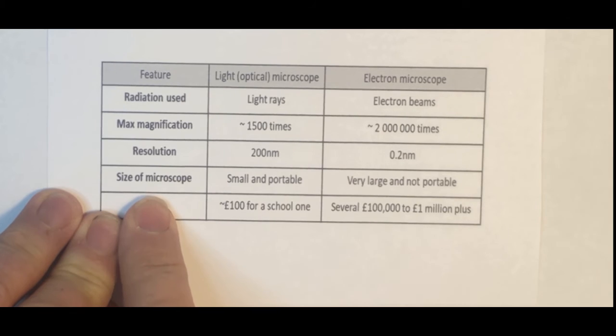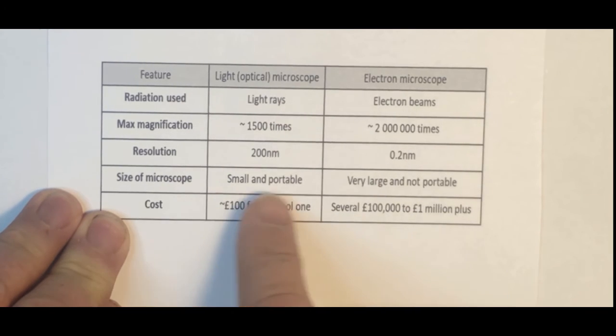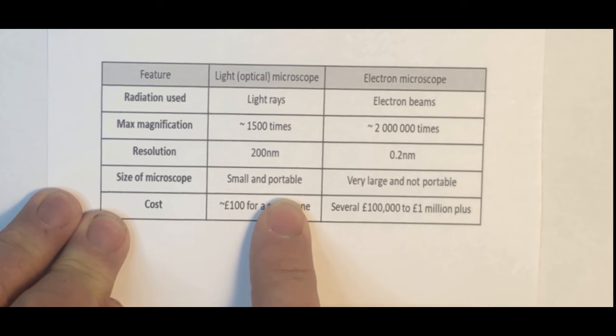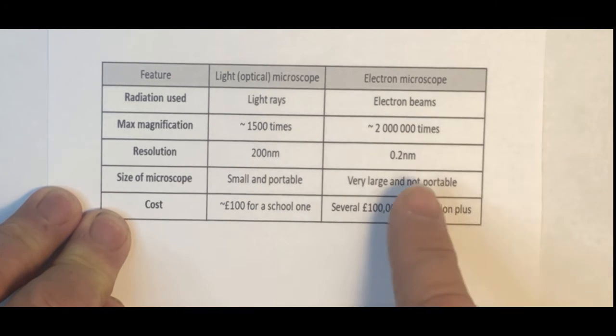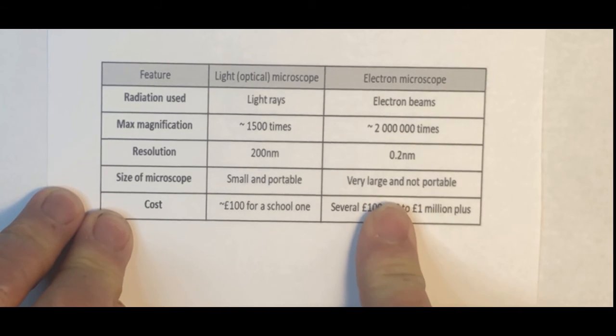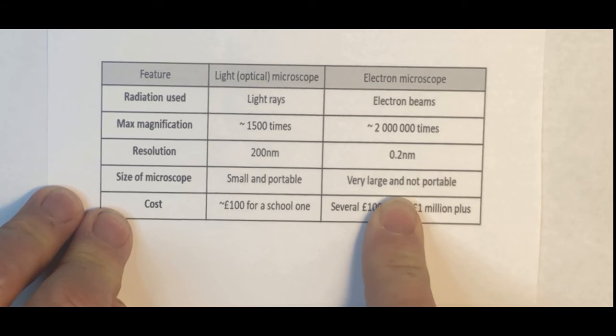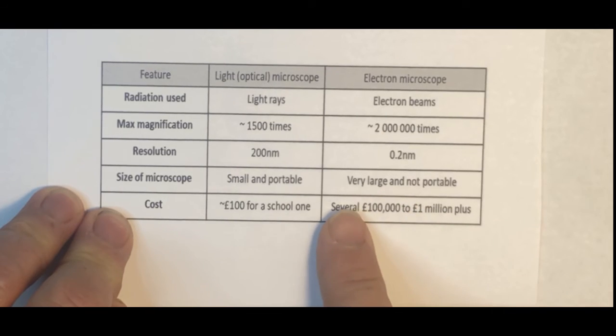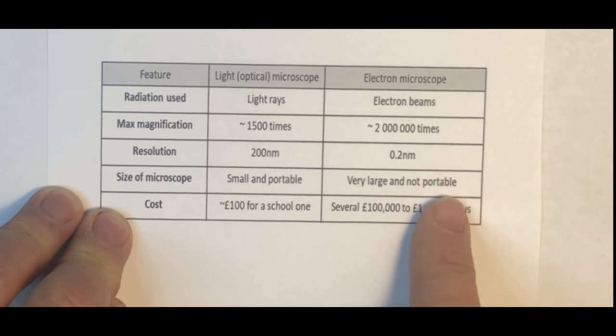The size of the microscope. Light microscopes are small and portable. You can carry them around the lab, you can take them home, you can buy them at shops for a reasonable amount of money, and they tend to be small and carried around. Electron microscopes are very large and not portable at all. When the first electron microscopes came out, they were the size of a room. Now, they're obviously a lot smaller than that, but they are still very large and you cannot move them around.